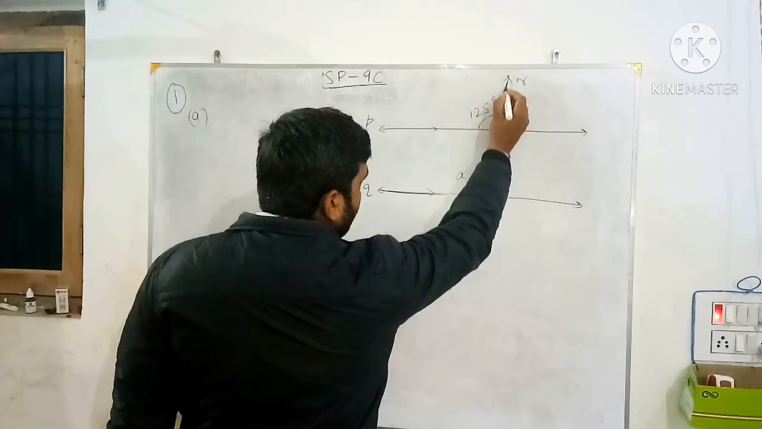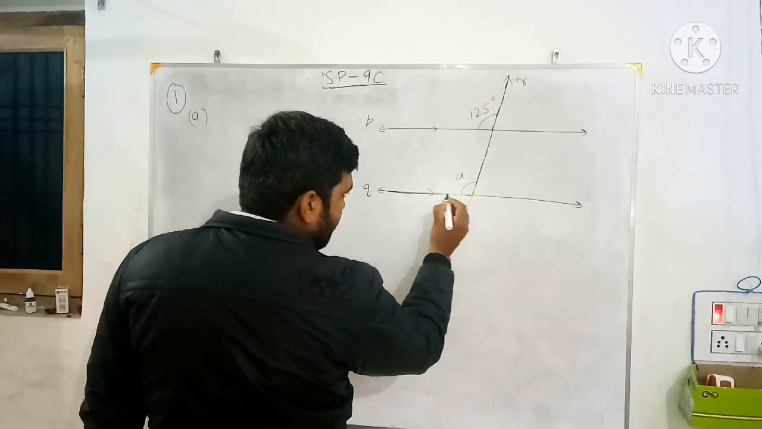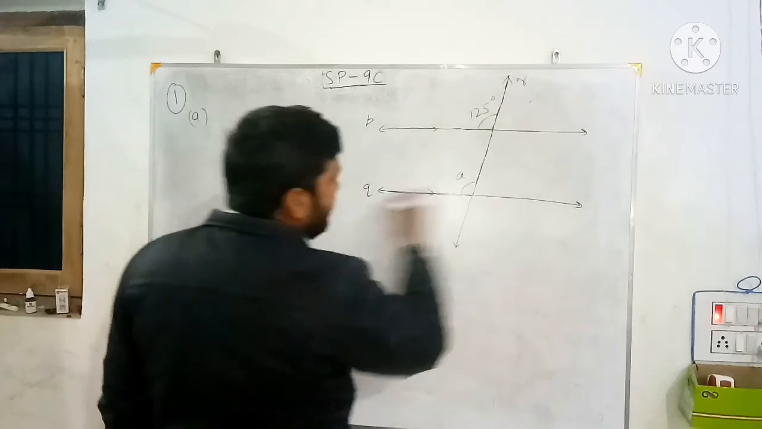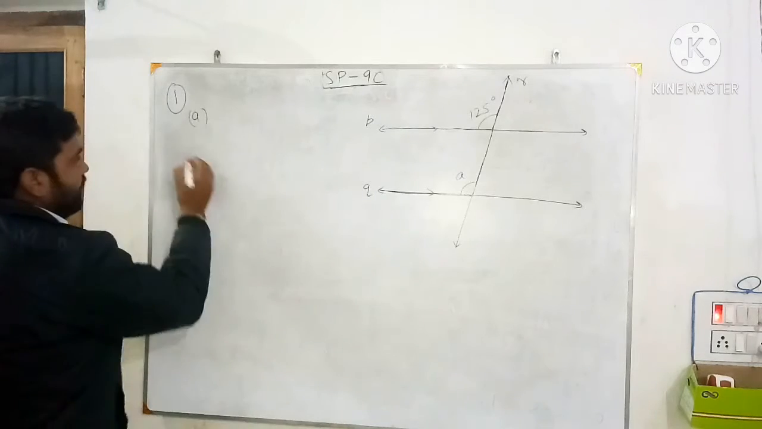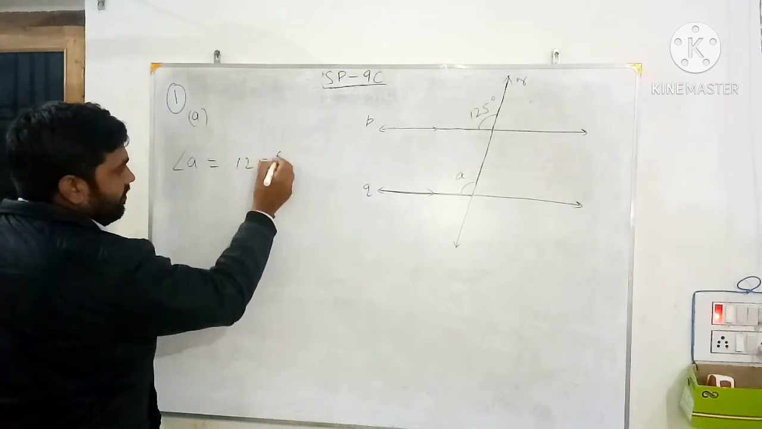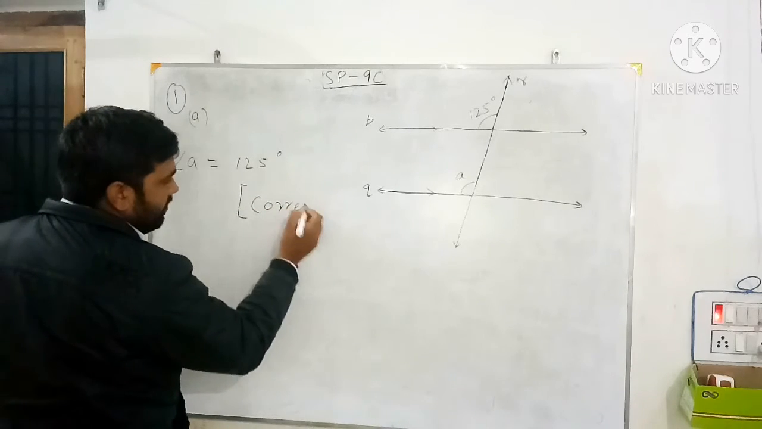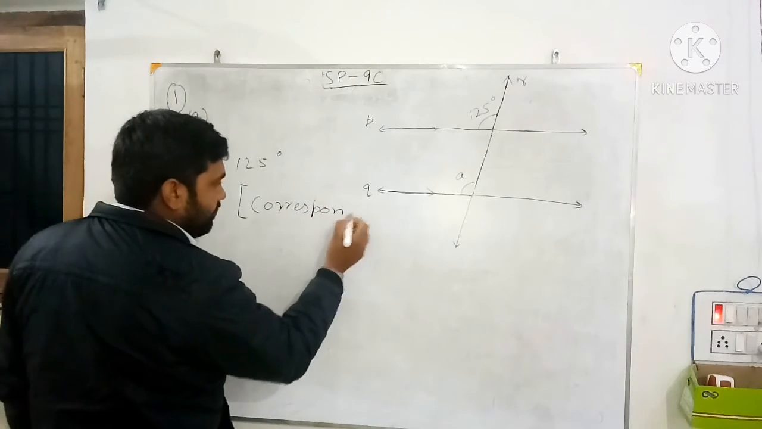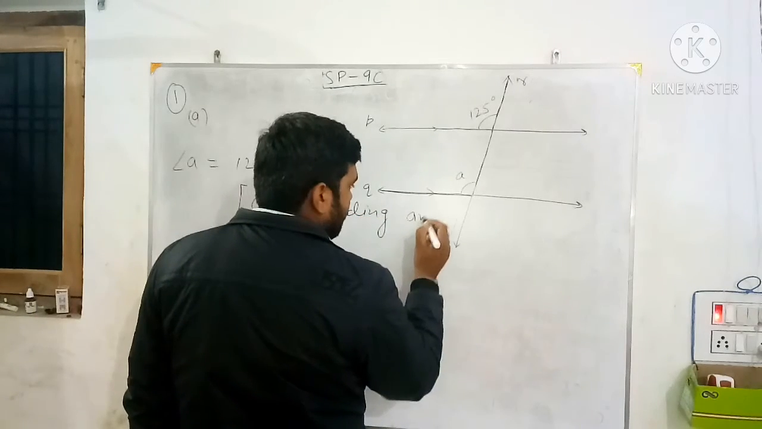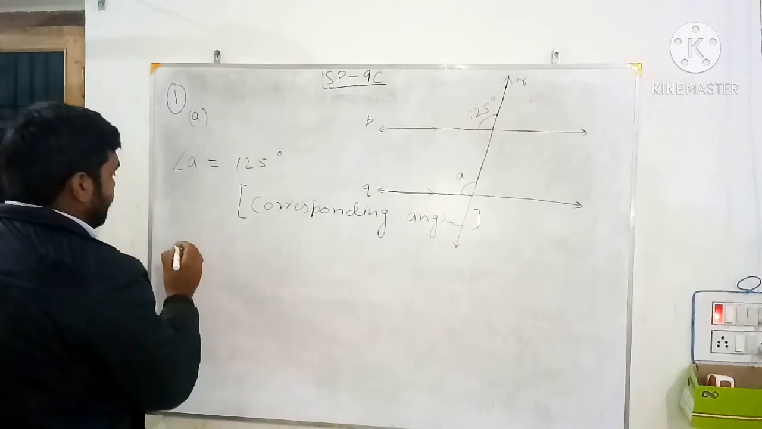This is the structure you can follow. See, the inverted F. You can see this is the inverted F. So angle A, what do you write? Angle A equals 125 degrees. Reason, what do you quote? Corresponding angle. Now see the B one.